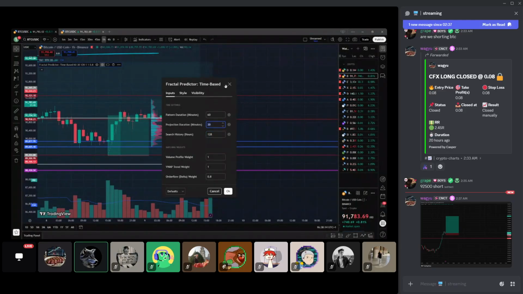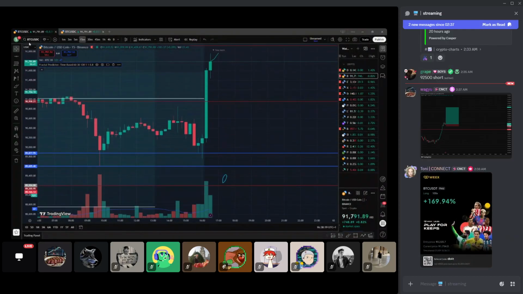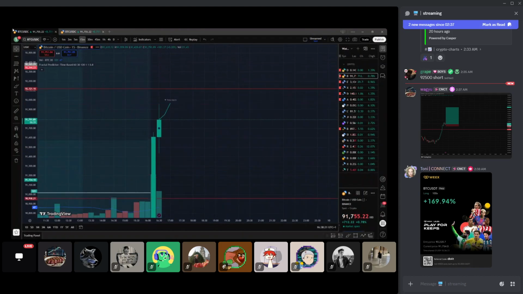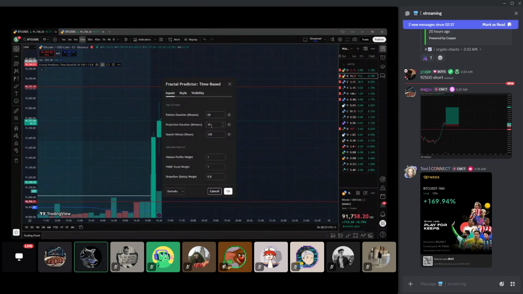Ooh. I have this indicator we can try out. It predicts price based on volume and stuff. Yeah, we're gonna go up to my line as the prediction says, and we're probably going back down.